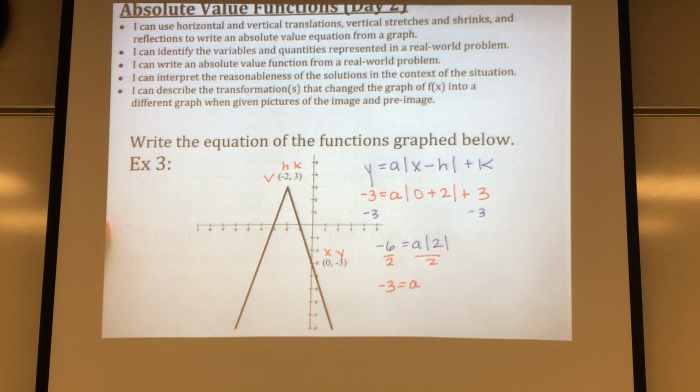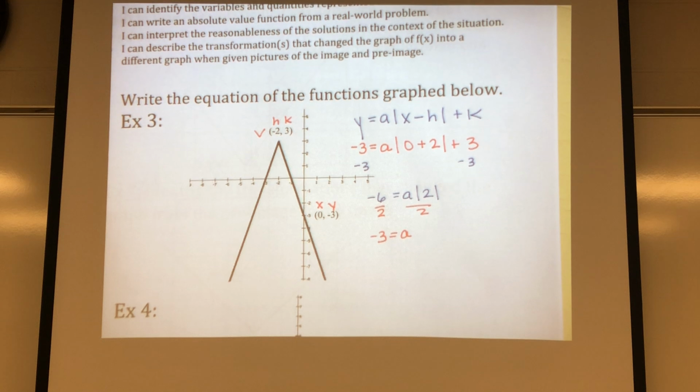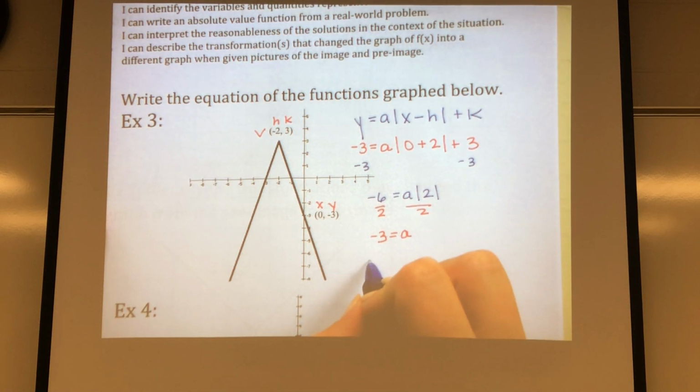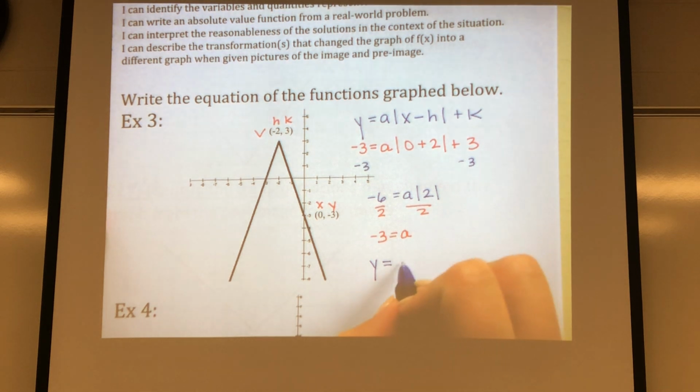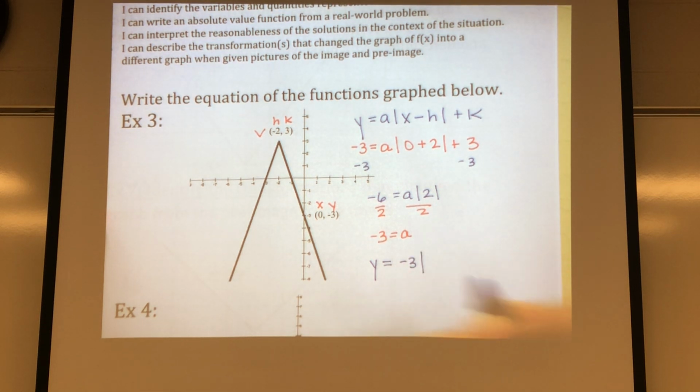When we put it all back together to write a final equation, we want that a value in there, but we don't want to put a number in for y. So it's just going to be y equals -3, absolute value bar. Don't put a number in for x, but we do want our h and k. So we'll have our +2 for the h and our 3 for the k.